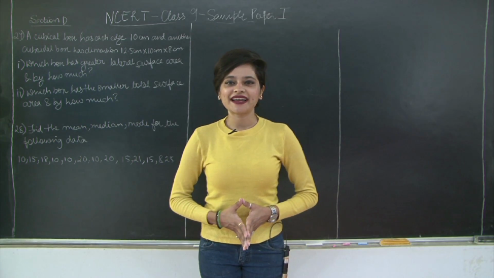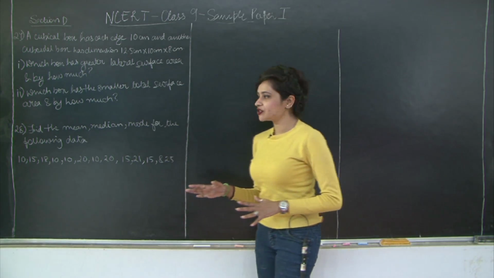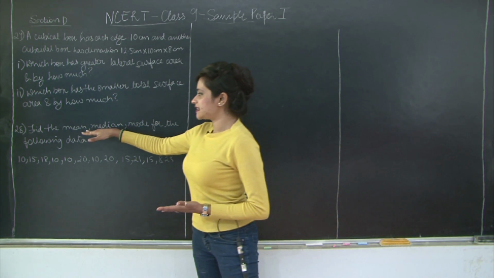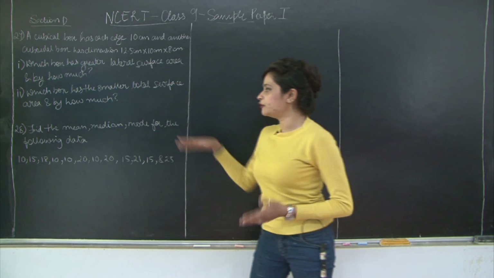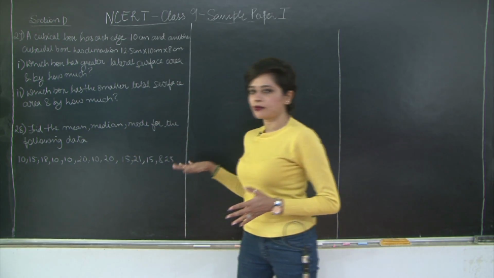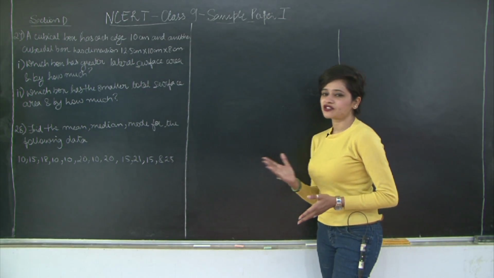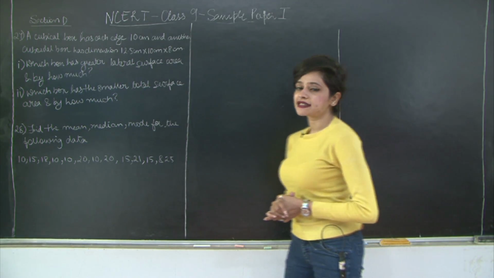Hello students, welcome back. Let us take a look at the last question of sample paper 1 section D. It states that find the mean, median, mode for the following data. This is your data wherein you've been given the number of observations, and this is nothing but the 14th chapter of your textbooks, that is statistics.